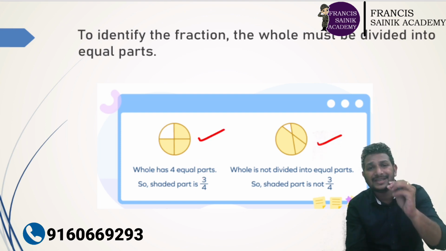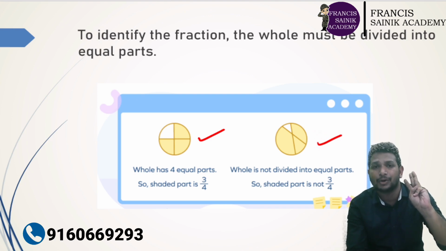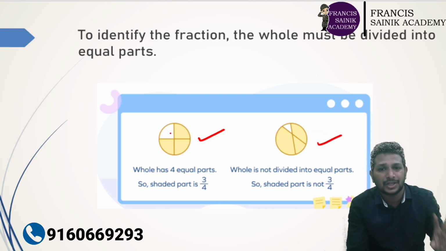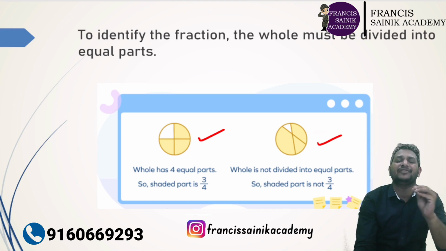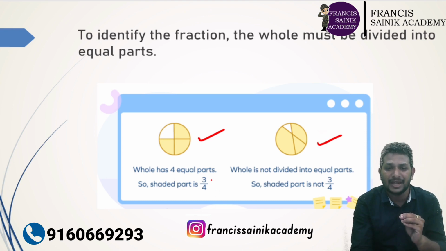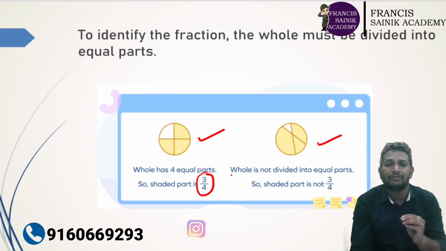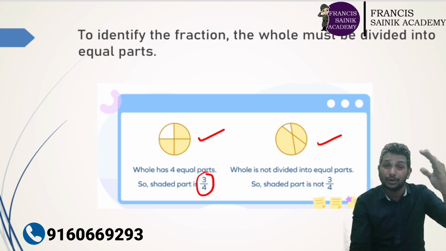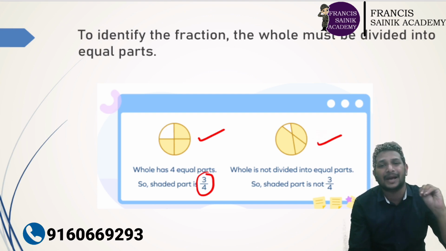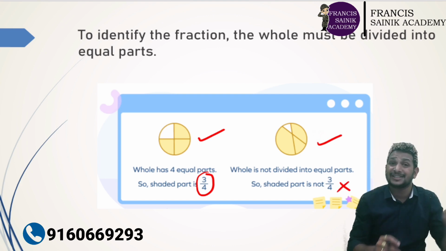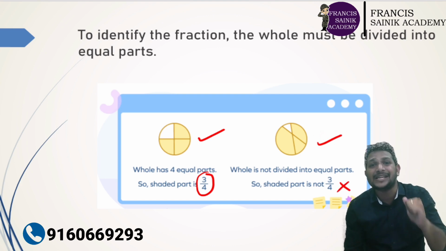How? Over here they shaded 3 blocks. So 3 blocks means the shaded part fraction is nothing but 3 by 4, because the 3 parts are shaded out of total 4 equal parts. Whereas in the second one, we can't write it as 3 by 4 because they're not divided equally, right?